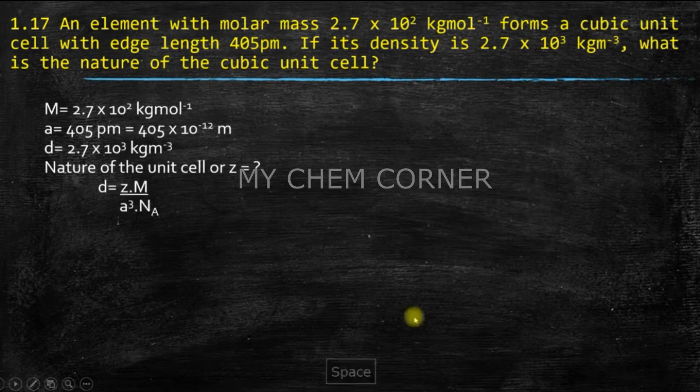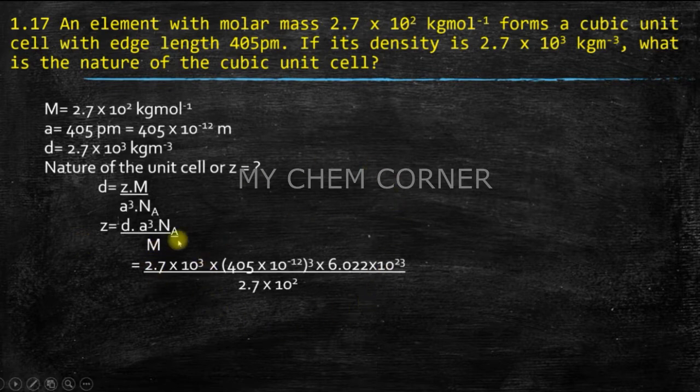So from the density formula, we know density, we know molar mass, we know a, which we can then cube. Na is a standard or constant value. So from this entire equation, we need to calculate the value of Z. Once we substitute the values in this equation, for d we have 2.7 × 10⁻³. Then we have the value of a, which needs to be cubed. Then we have the value of Na, which is a constant, 6.022 × 10²³. And the last one is the molar mass, which is 2.7 × 10⁻². So when we calculate all of this, Z is coming to 4.